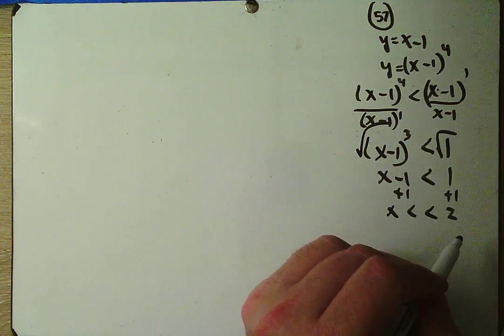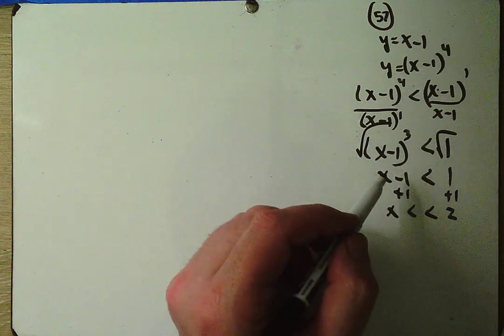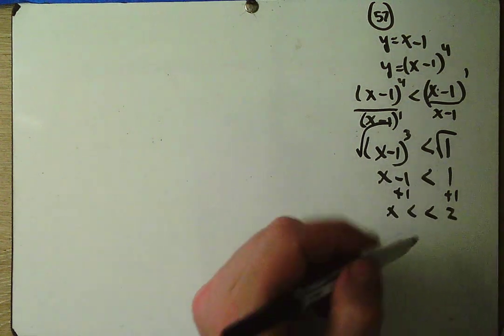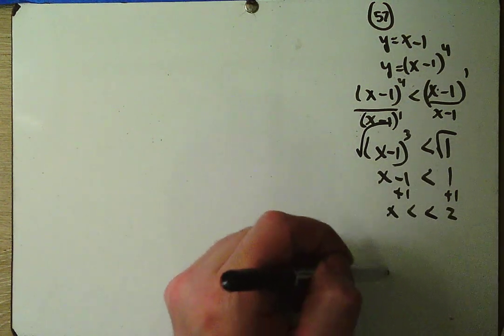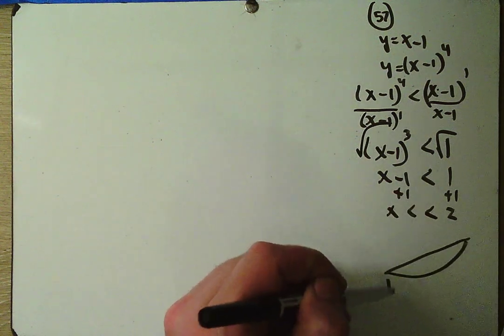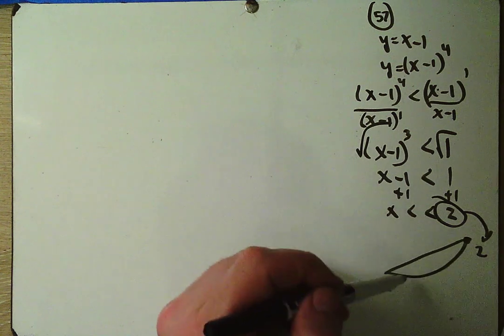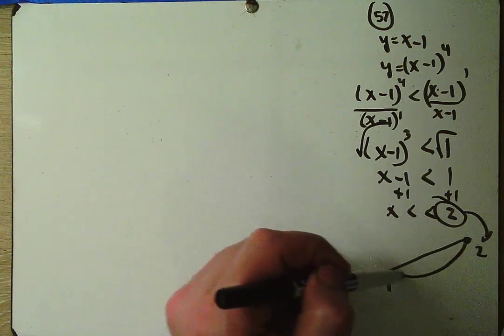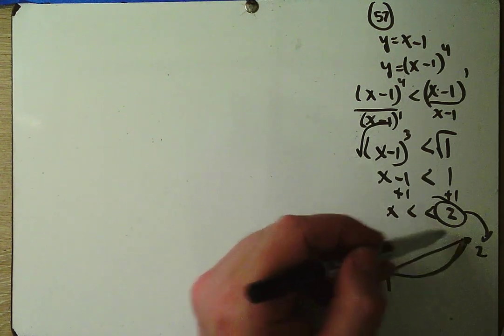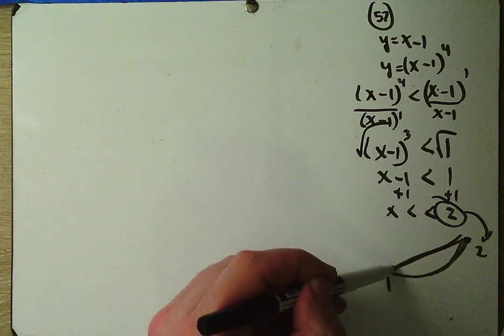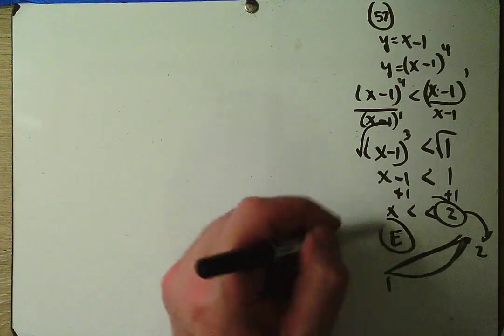Okay, but what else do I know? Well, I see from the graph that they intersect at 1. So that point is 1, that point is 2, and so between 1 and 2, (x minus 1) to the 4th is below x minus 1. And that's choice E for 57.